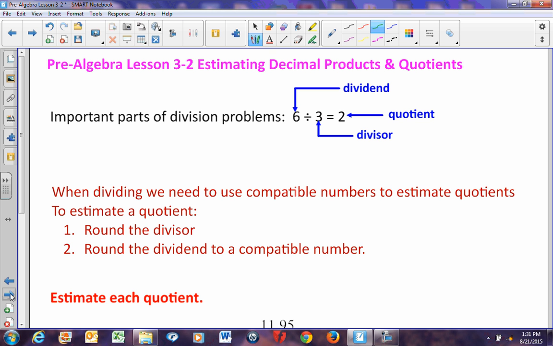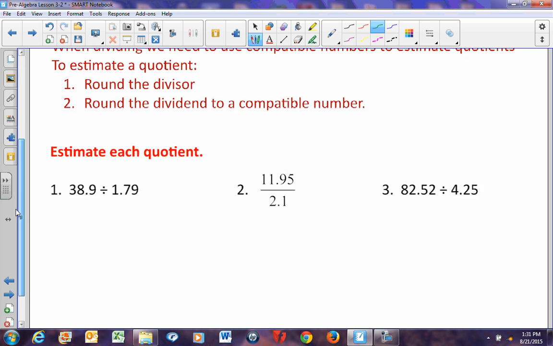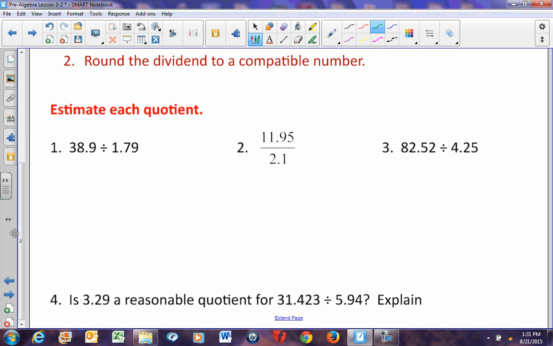So to estimate your quotient, you're going to round your divisor first. Always round your divisor first, and then round the dividend to a compatible number. That's why you need to know the difference between your divisor and your dividend. So we're going to estimate these quotients, 38.9 divided by 1.79. I am supposed to round my divisor first. Okay, so round the divisor.